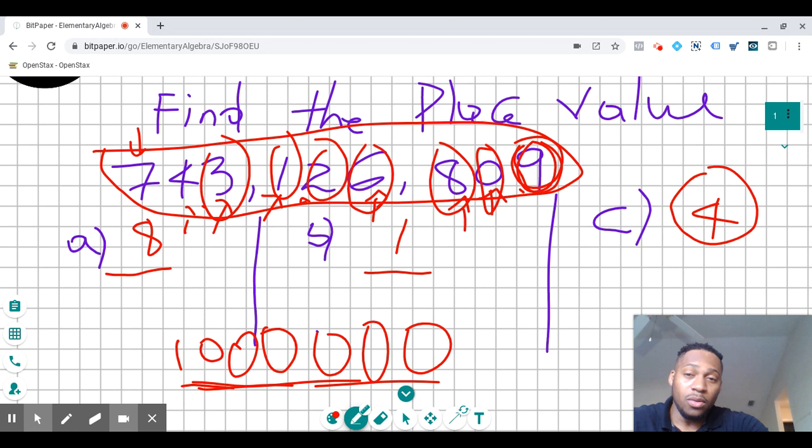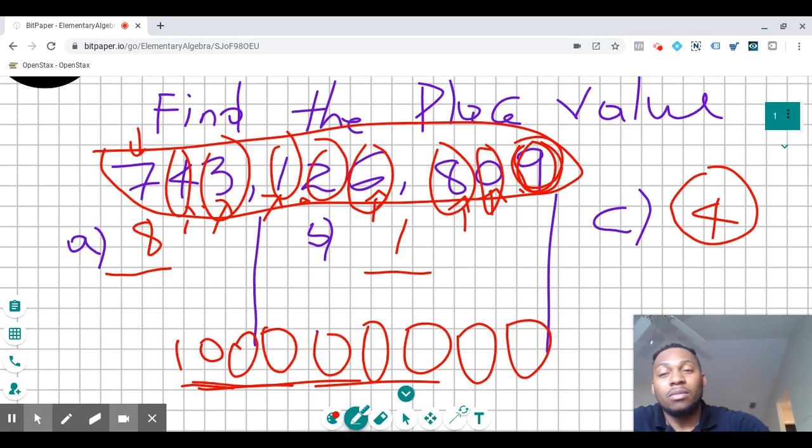And if you look at it too, if you ignore the 7 and the 4, here is 3 million something. So that's why we call this the million place. And if we add another 0, the 4 would be the 10 million place. If we add another 0, the 7 will be the 100 million place. So this is how it goes.